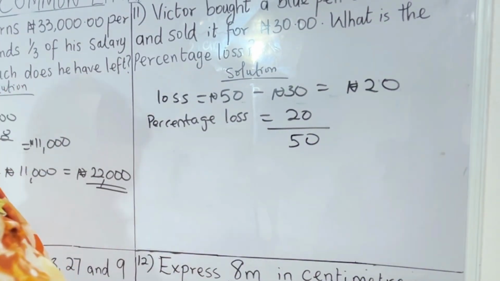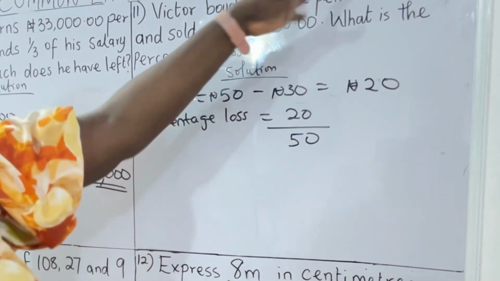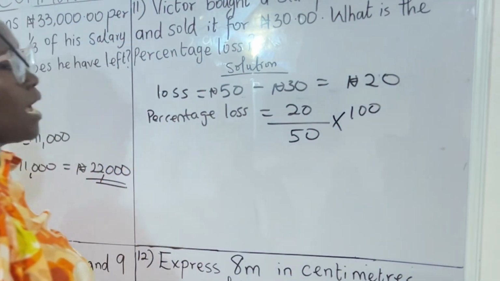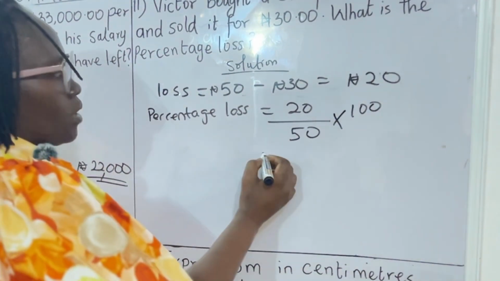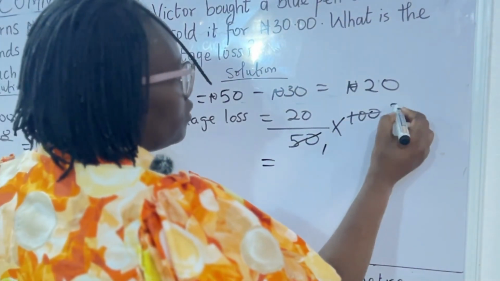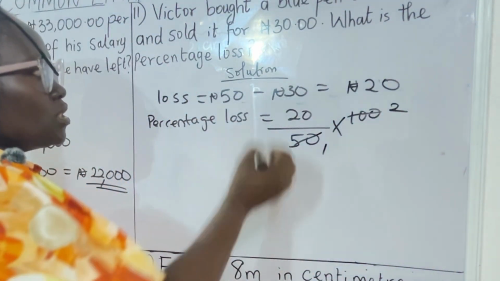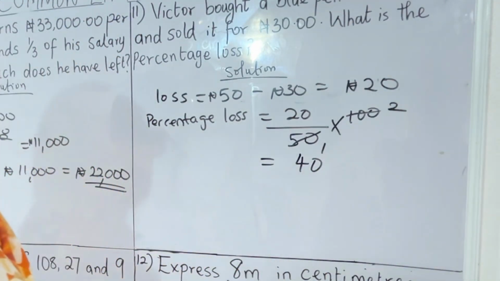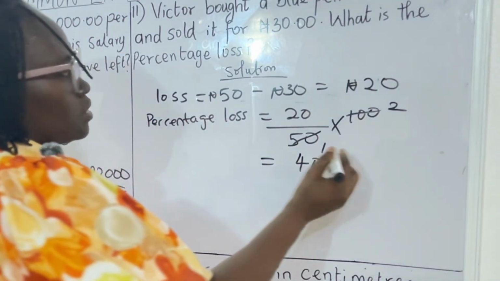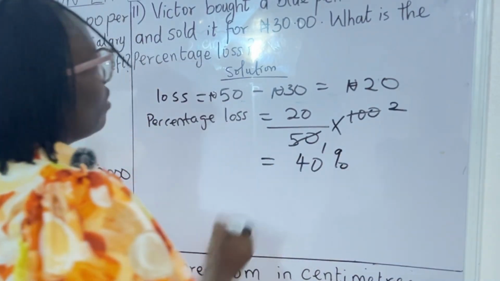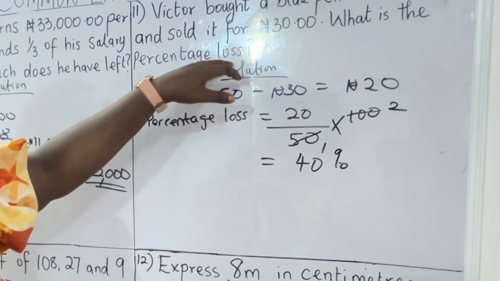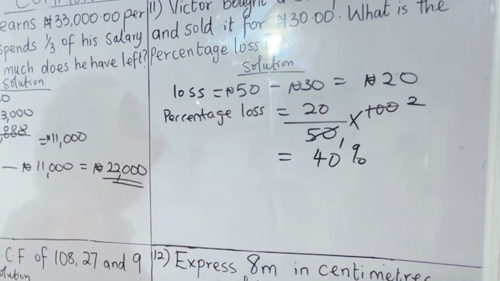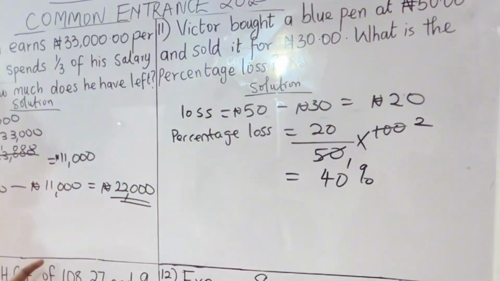So you won't say because this price is lower. Usually the cost price is lower, then you multiply, because it's percentage, you multiply by 100. So we have 50 here, 1, 50 here, 2. 20 times 2 is what? 40. What is your unit? Your unit is what? Percentage, because the question says what is the percentage loss? So it's not going to be naira. Your answer is going to be in percentage. So he made a loss of 40%.